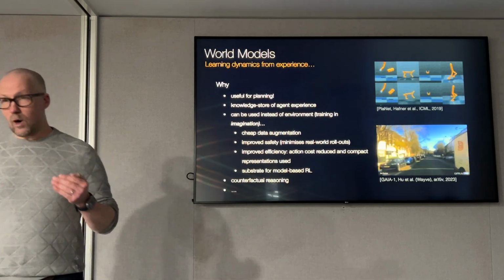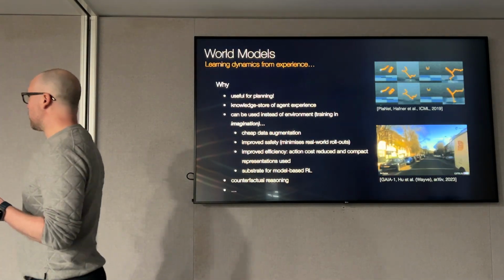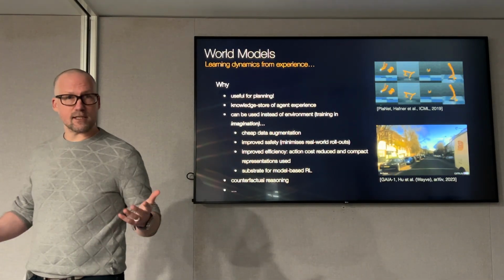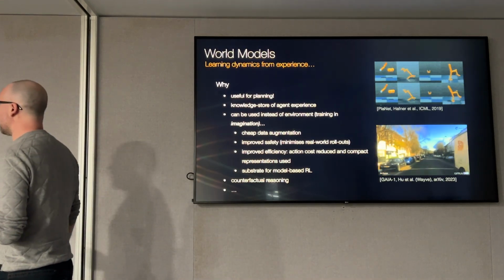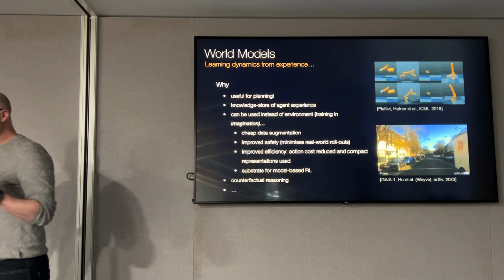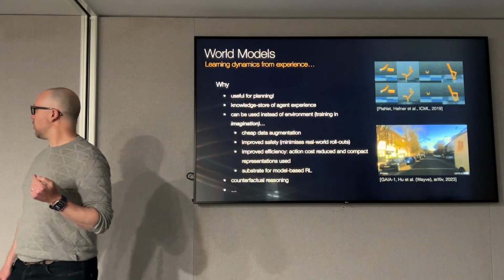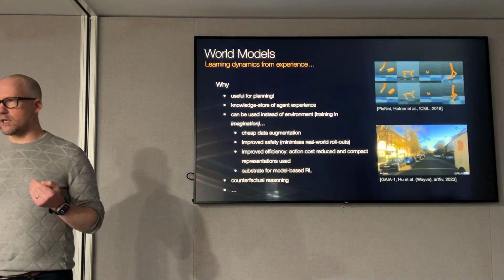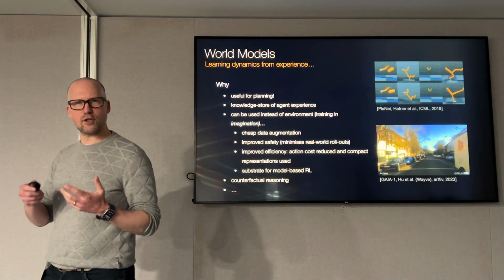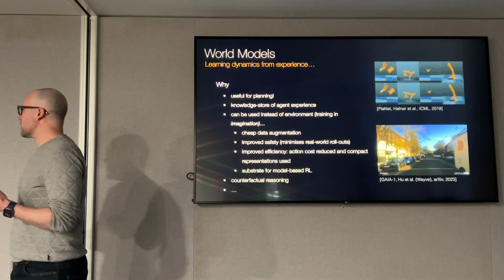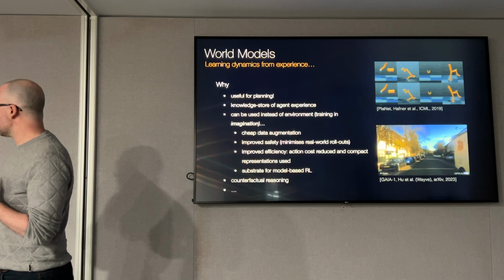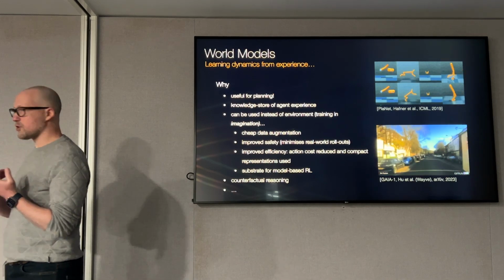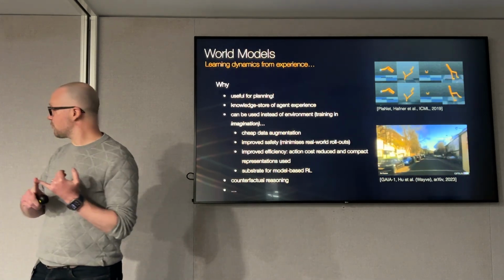There's a whole bunch of reasons why world models are really useful to us. First of all, they're useful for planning. We're excited about that, as per the original world model paper from Jürgen Schmidhuber. They're also a really useful knowledge store of agent experience, and that's quite important because it's effectively a compressed version of everything the agent has ever seen. It can be used instead of the environment, so training in imagination is super useful in a bunch of ways.